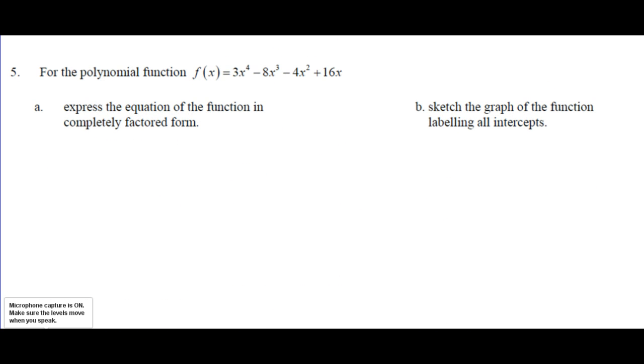For the polynomial function, express the equation in completely factored form. So what do you want to do first? What can we take out? We'll take out an x, right? So if we're going to factor, let's start by factoring.